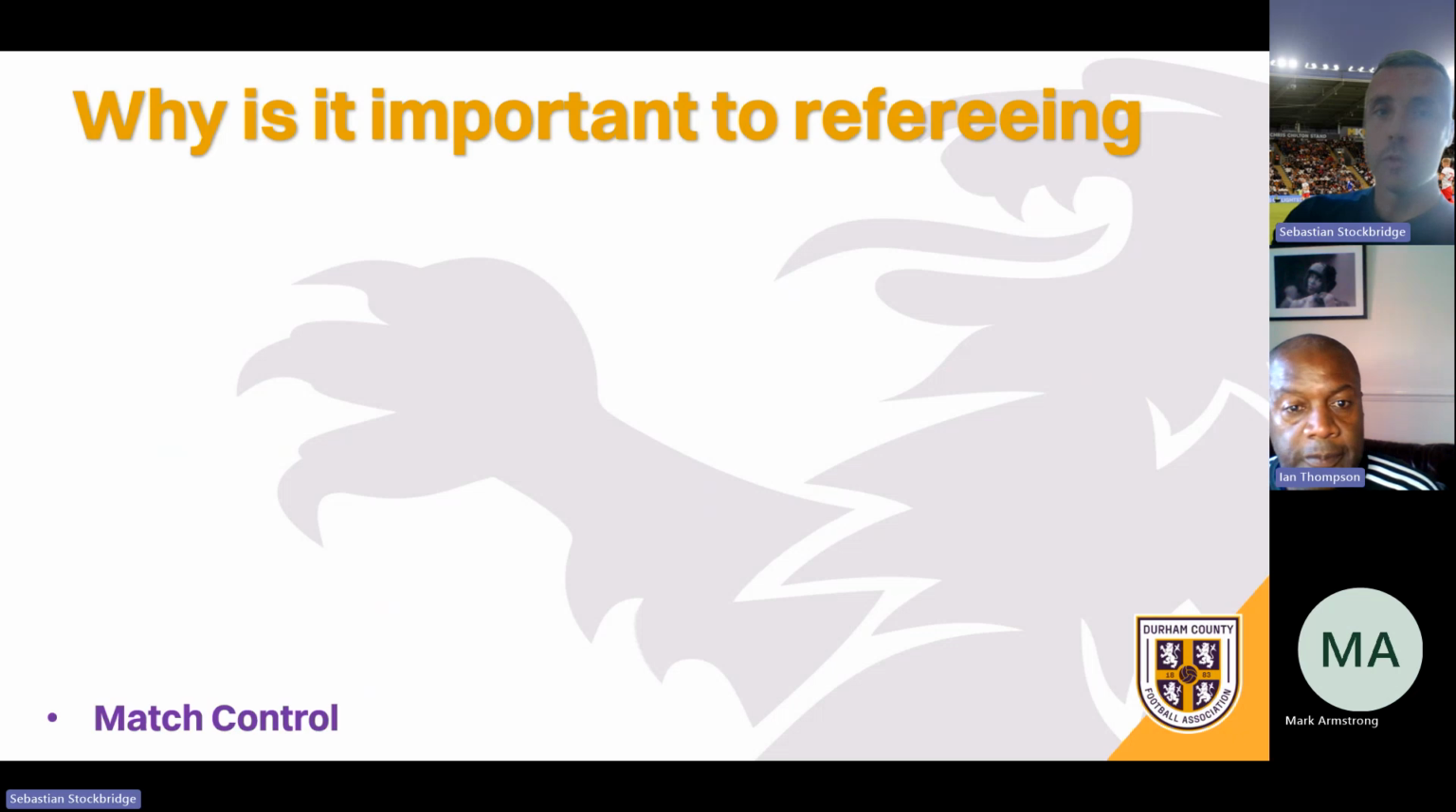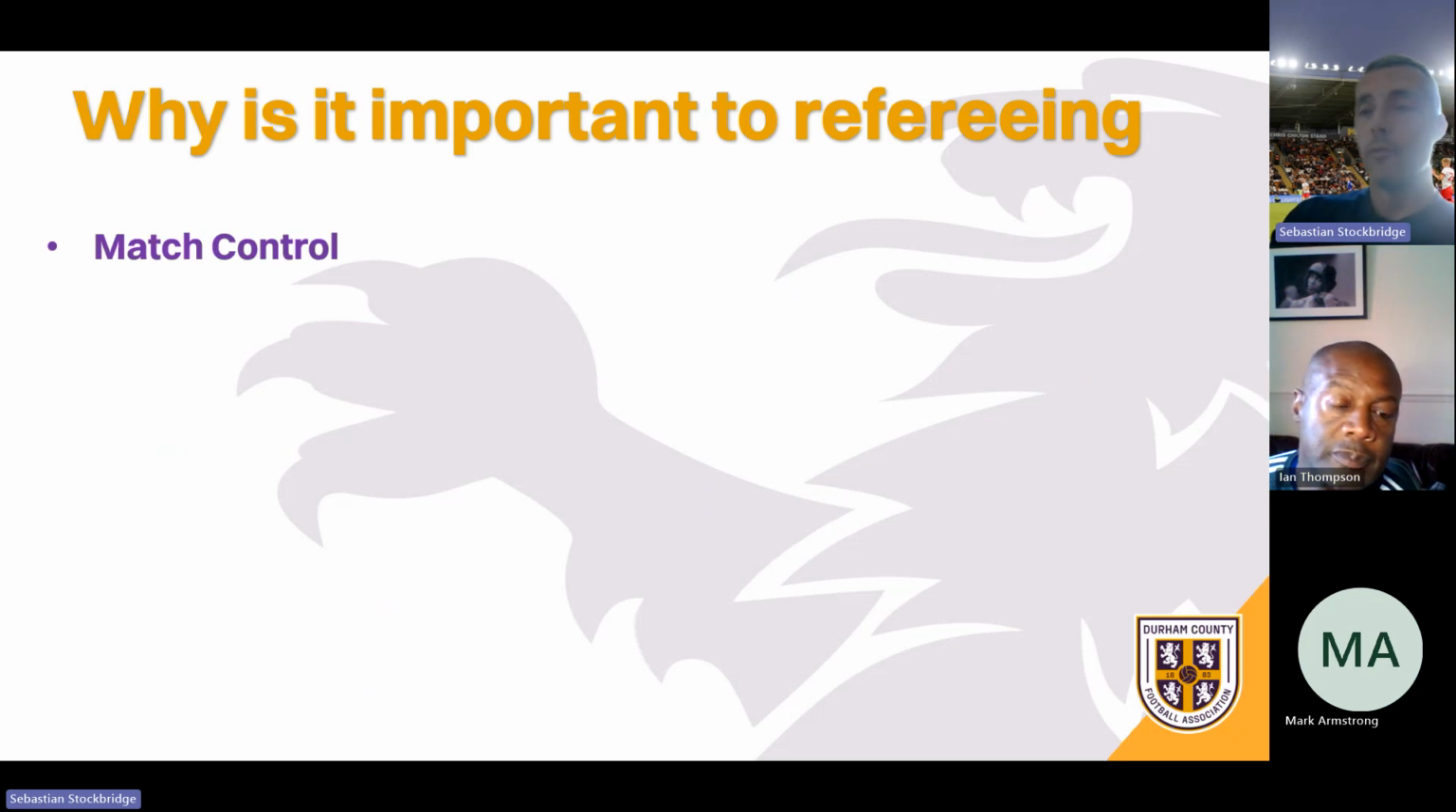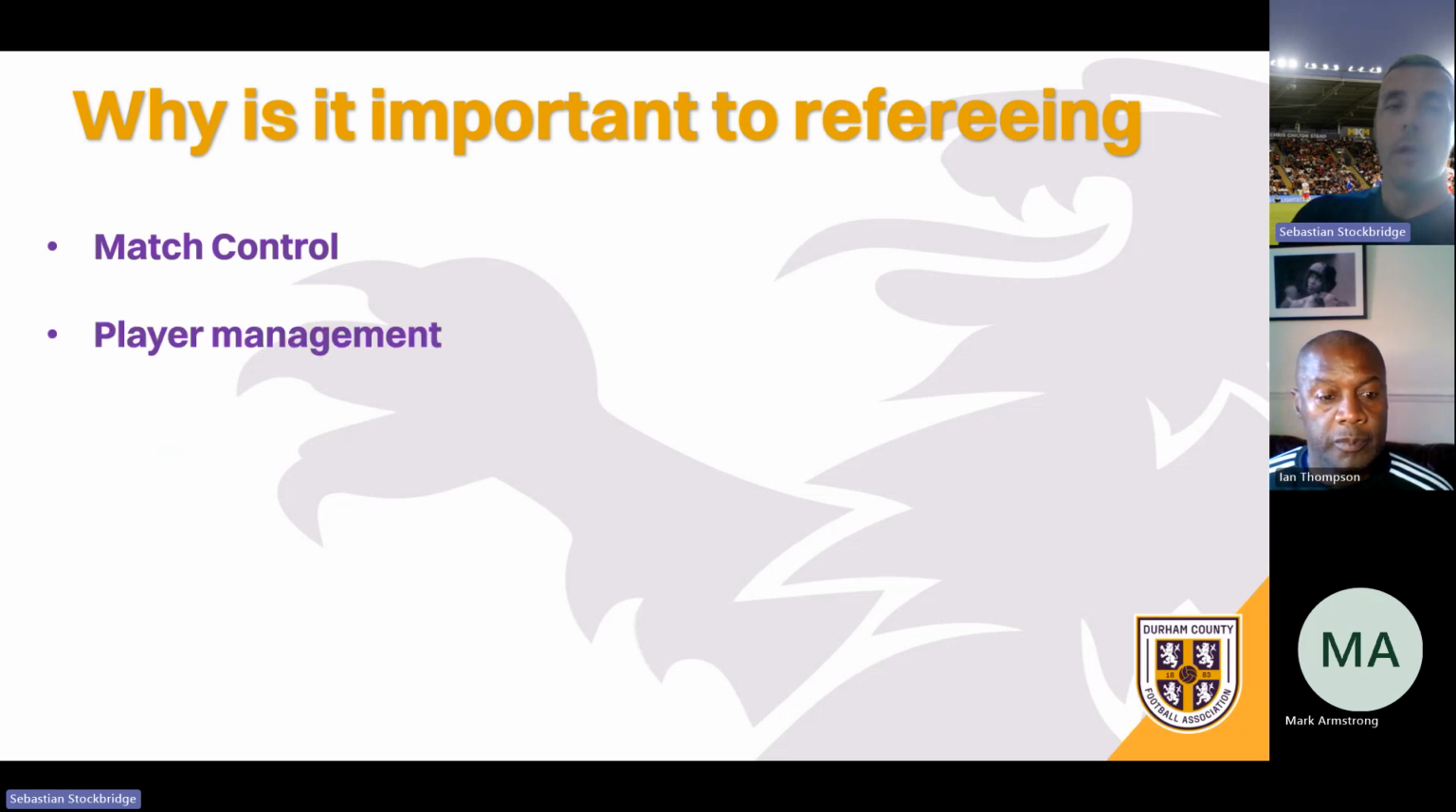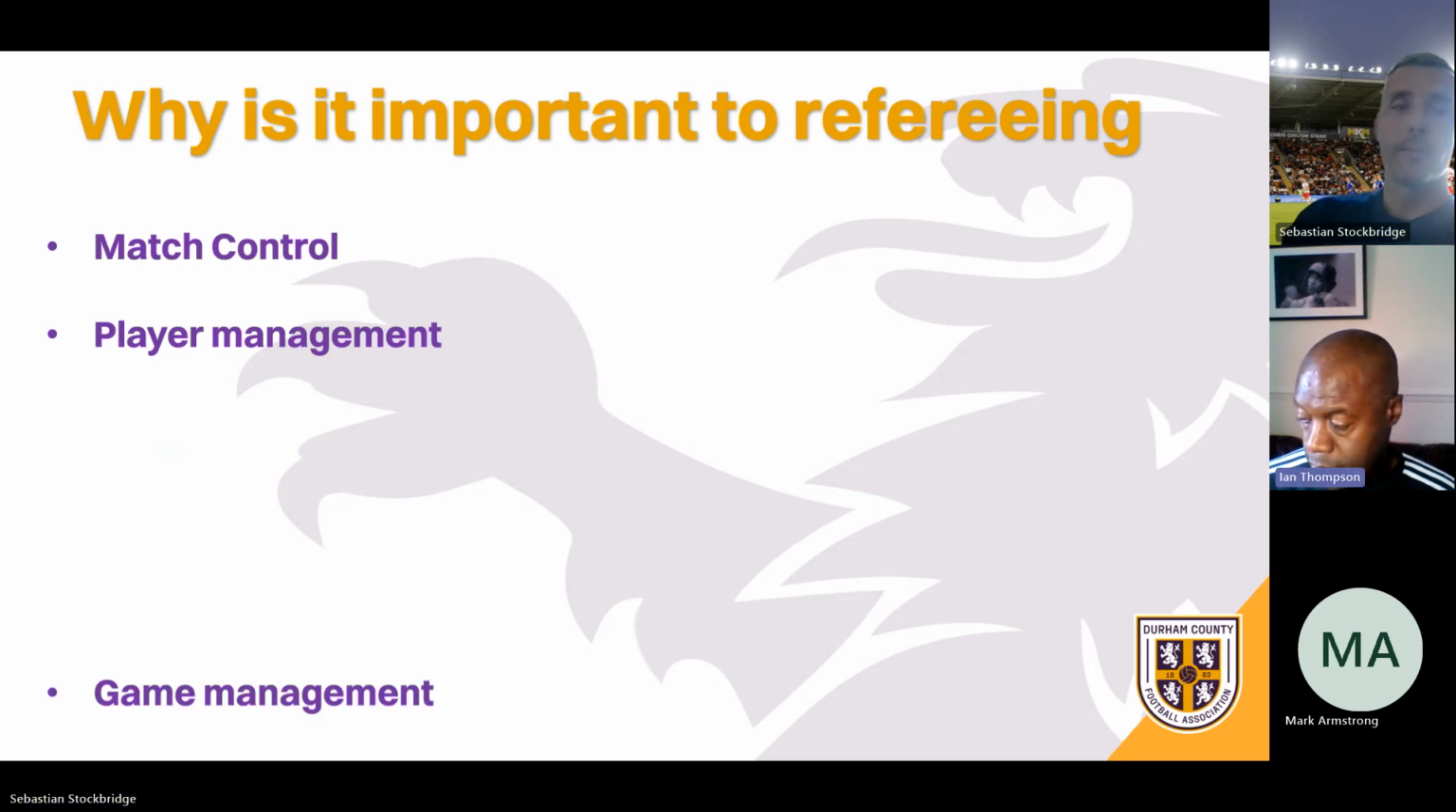It's really important to us for a number of reasons. It's our match control. That's our main thing that we want to get this right for. Player management, because we need to work with players. That doesn't mean be the best friends. Doesn't mean they laugh and joke with us or they agree with everything. But we need to be able to manage players in an appropriate manner that allows us to control a game. Because all these things underneath match control bleed into that.